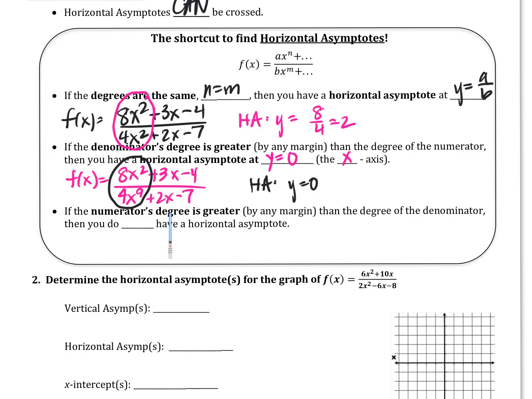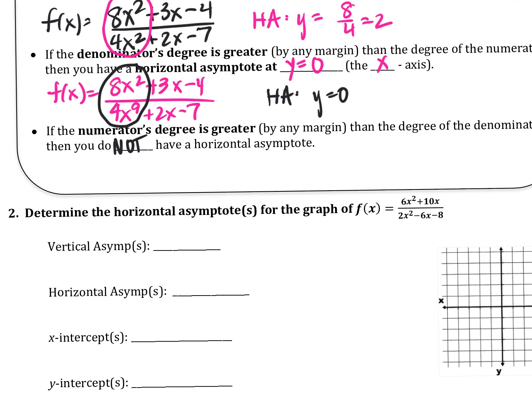If the numerator's degree is bigger, anytime that numerator's degree is bigger, then we do not have a horizontal asymptote. We do not have one. I'm going to give an example of 8x to the 3rd plus 3x minus 4 over 4x plus 7. That would be the example of the degree in the numerator being larger than the degree in the denominator.